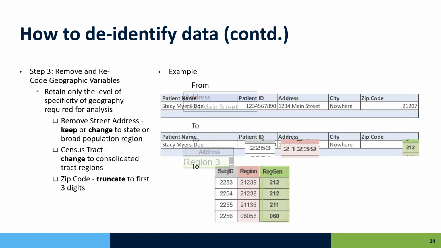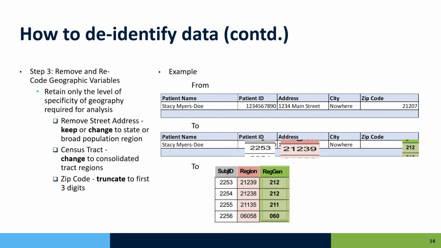In the next example, we're changing the address, the patient ID, as well as the zip code, and changing those to particular regions so that it signifies who and where this region is designated to. For example, Stacy Myers Doe has a patient ID of 123456789. She lives on 1234 Main Street, City of Nowhere, and the zip code is 21207.